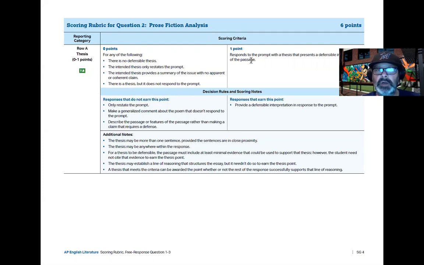It responds to a prompt with a thesis that presents a defensible interpretation of the passage. You don't get a point if it's not a defensible thesis. You only restate the prompt. You offer a summary without a thesis or coherent claim. Or there's a thesis that doesn't respond to the prompt. So again, this is a thesis that we can be successful in getting, whether it's an adequate thesis or an excellent thesis. It scores the point.